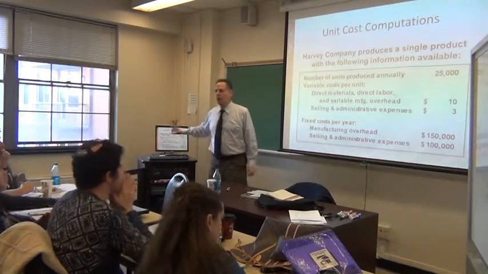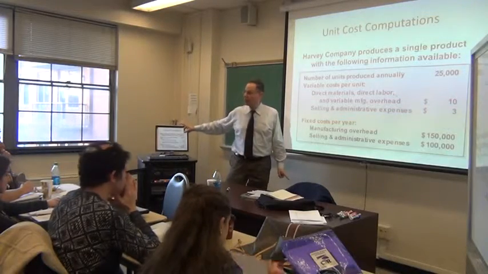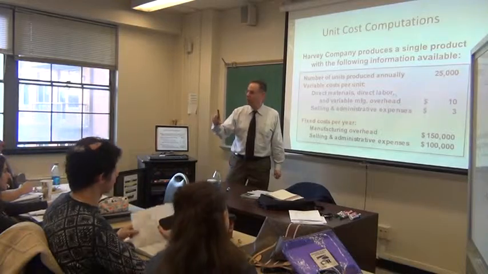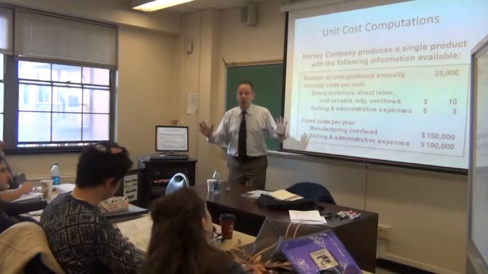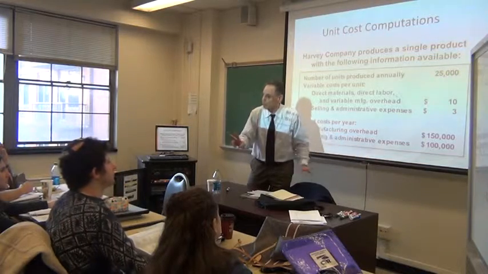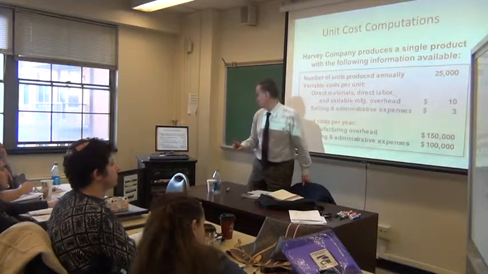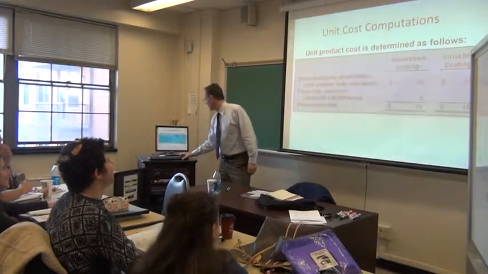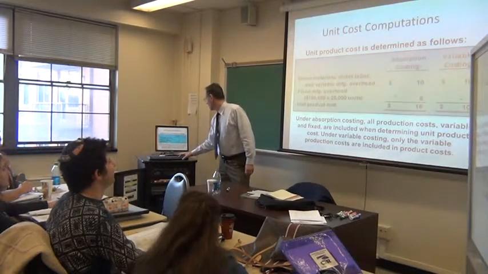The only question I want you to answer, though, is not the one they're asking. Tell me the difference between the absorption costing approach in each year and the variable costing approach, which is another name for the contribution margin income statement. Just tell me the difference in net income between these two approaches.